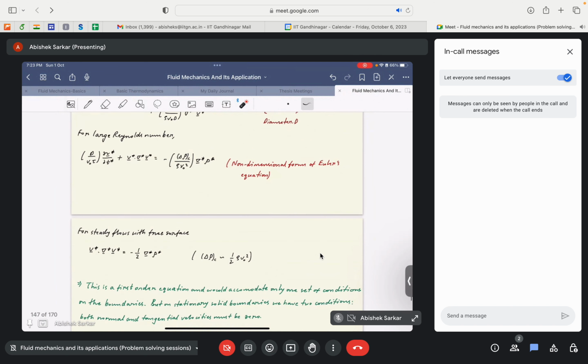Now if we consider the flow to be steady, the governing equation simplifies a bit further, and takes this form, where the pressure is scaled as half rho v naught squared. This is basically the kinetic energy. Pressure is scaled as the kinetic energy. Now you may ask, why the kinetic energy? Because as I told, pressure is a very funny entity. It does not have a specific scaling term like velocity.